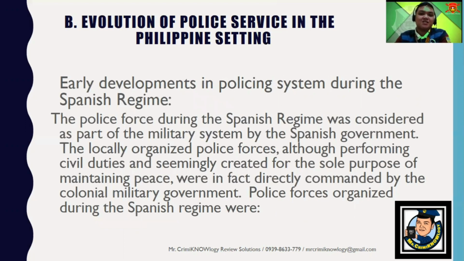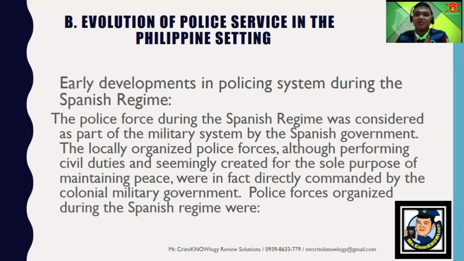Early developments in the policing system during the Spanish regime. The police force during the Spanish regime was considered part of the military system by the Spanish government. The locally organized police force, although performing civil duties and seemingly created for the sole purpose of maintaining peace, was in fact directly commanded by the colonial military government. The police forces organized during the Spanish period are the following, which I will discuss later. So during that time in the Spanish regime, the function of the police was absorbed by the military. So the military were the ones also doing civil duties, such as the functions of the police today.